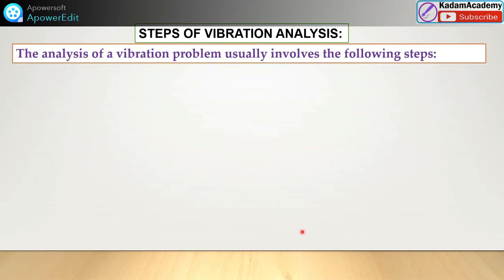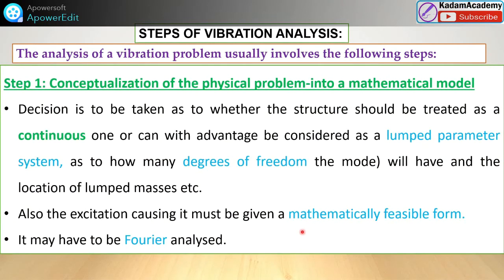The vibration analysis of a vibration problem usually involves the following steps. First is the conceptualization of the physical problem into a mathematical model. That is, the physical model is going to be converted into a mathematical model. And here, what will happen in this step? This is a very basic step. Okay. While converting the physical system into a mathematical system, its main purpose is to represent all the important features of the system for deriving the mathematical equations.